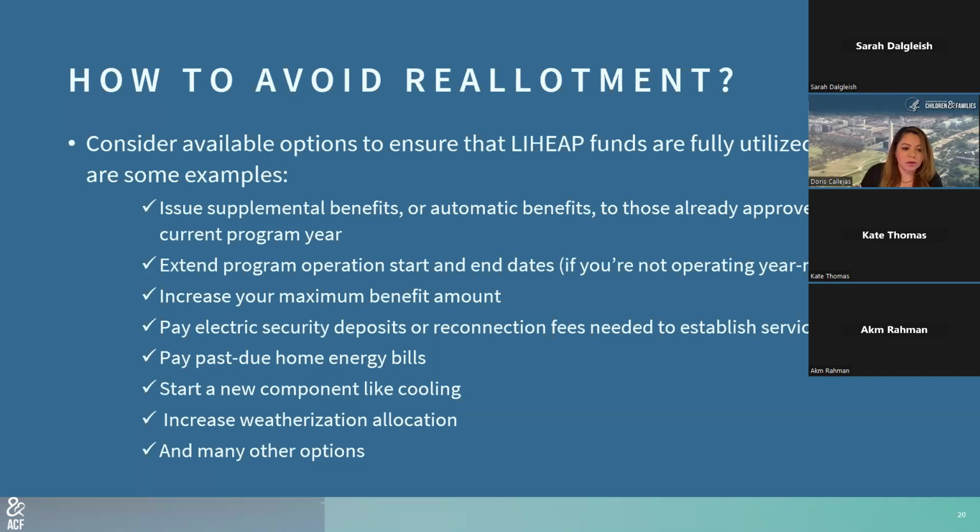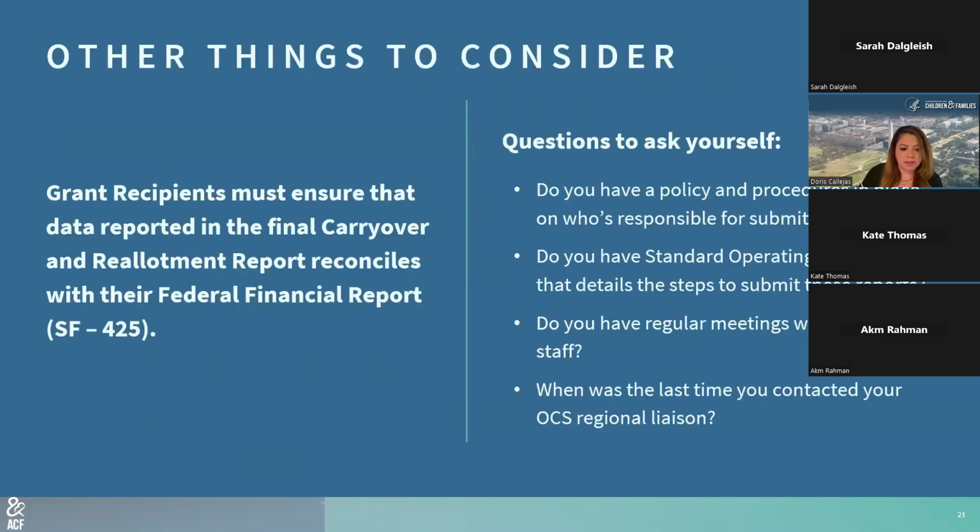You can also increase weatherization allocation up to 25% with the waiver and many, many other options. So I encourage you to reach out to your program specialist if you're thinking about implementing any of these options and which one will be the best for you. Next slide, please. Thank you.